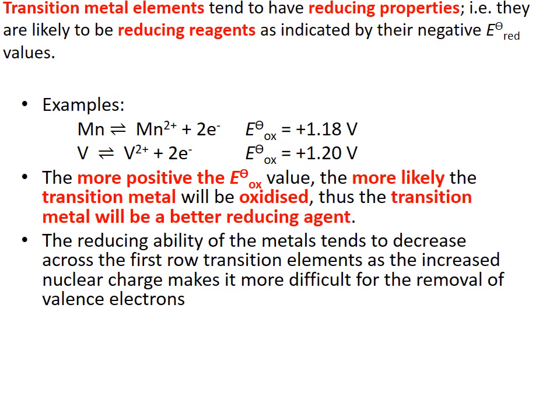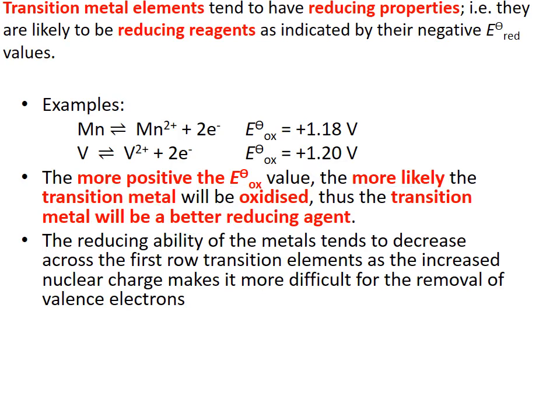In general, we say that the more positive the E0 oxidation, the more likely it is that the metal is oxidized. The more likely we can oxidize the transition metal, and the more readily the transition metal gets oxidized, then it will be a better reducing agent.